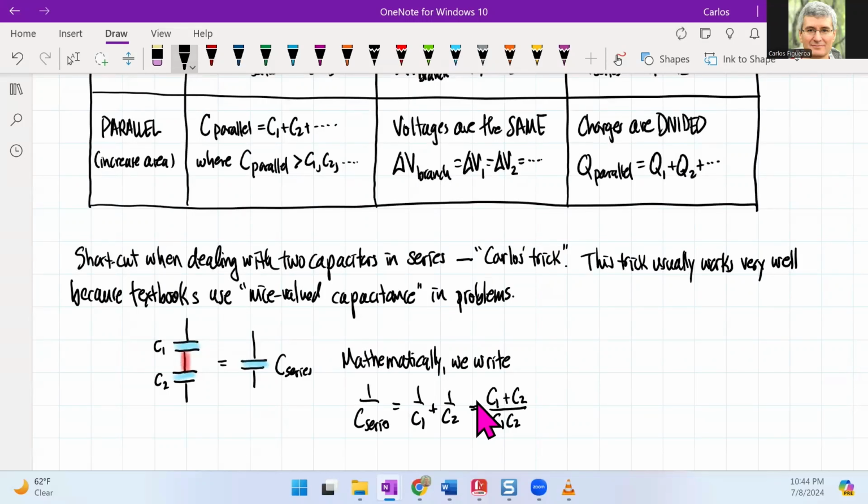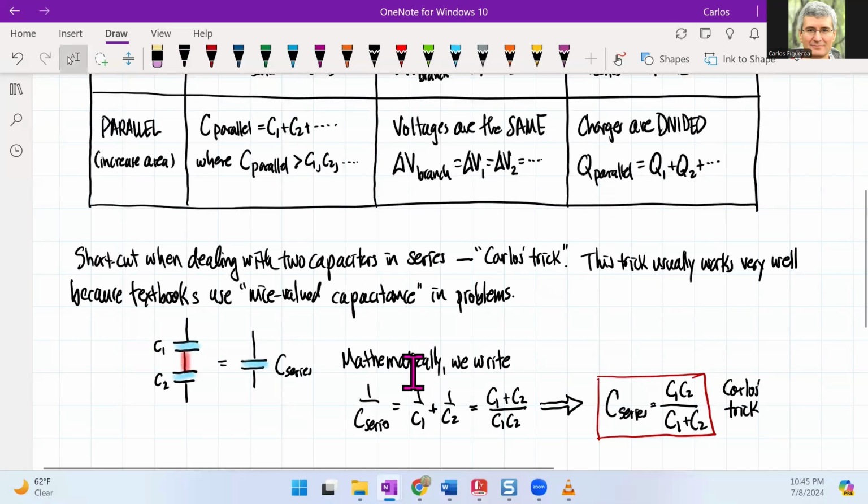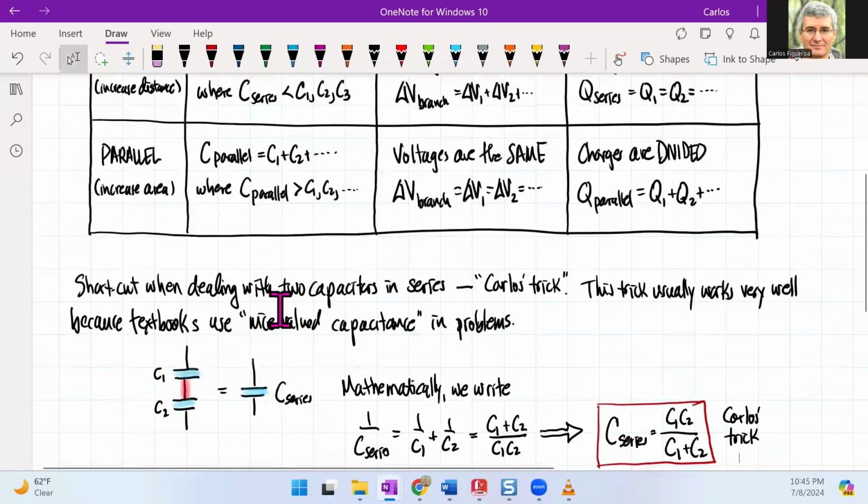So if I invert this, I get a very nice relationship that comes in very handy. It says C series, we don't deal with the inverse, is a combination of C1 times C2 divided by C1 plus C2. I strongly suggest that you memorize this. Okay? And this is what I call Carlos's trick, just because I didn't have a better way of saying that. So let's go look at this and apply examples to this.